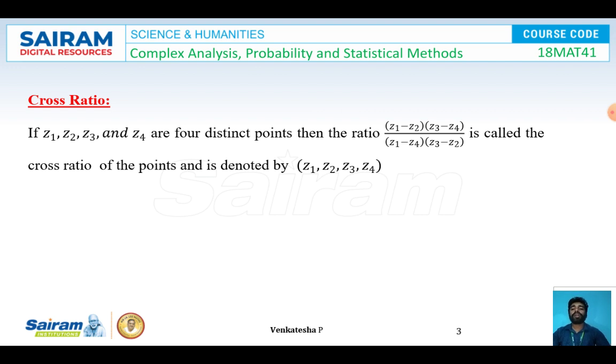Cross ratio. If Z1, Z2, Z3 and Z4 are 4 distinct points, then the ratio (Z1 - Z2)(Z3 - Z4) divided by (Z1 - Z4)(Z3 - Z2) is called the cross ratio of the points, and it is denoted by (Z1, Z2, Z3, Z4).